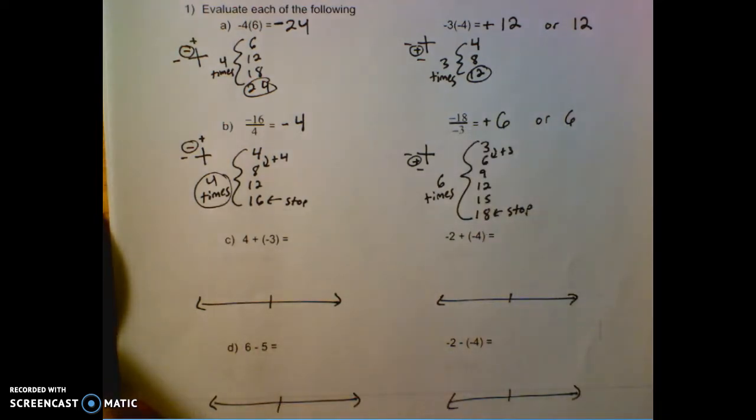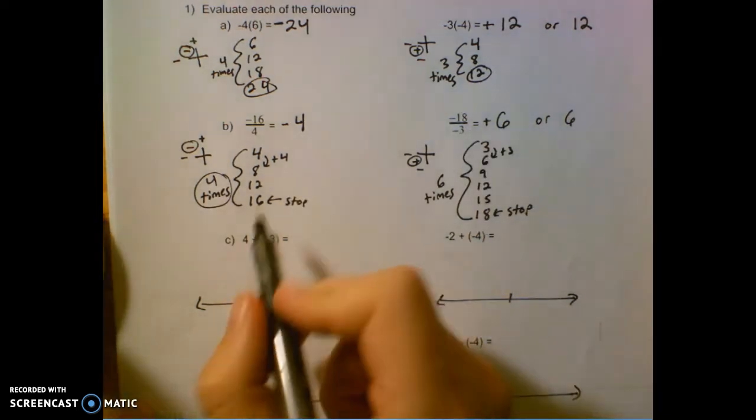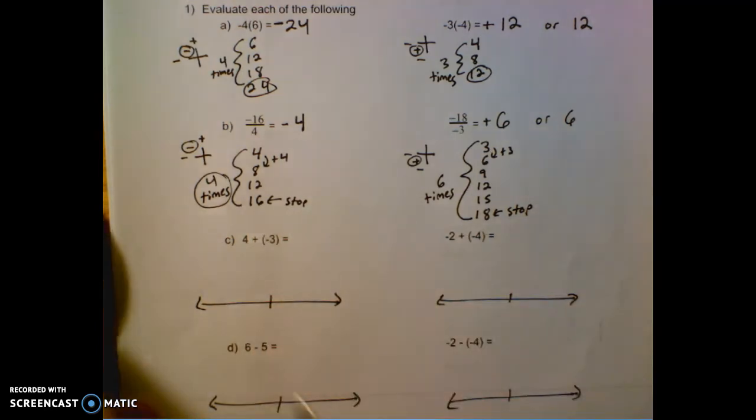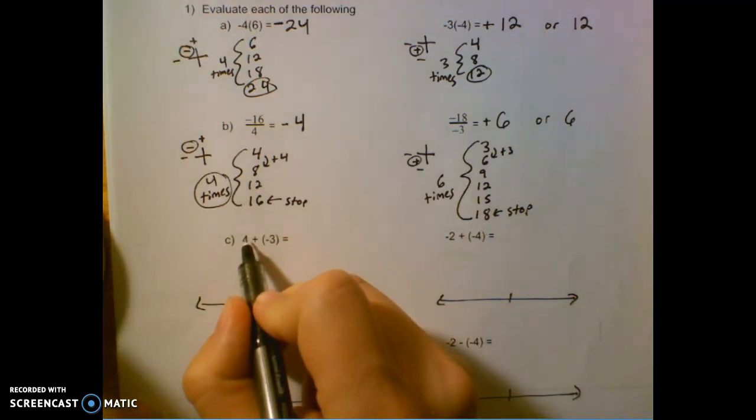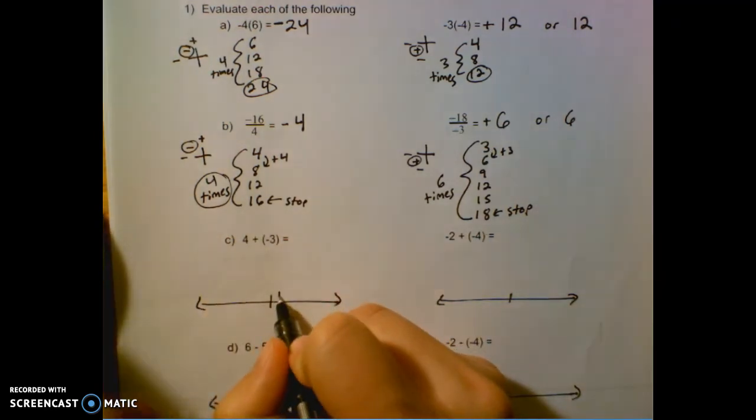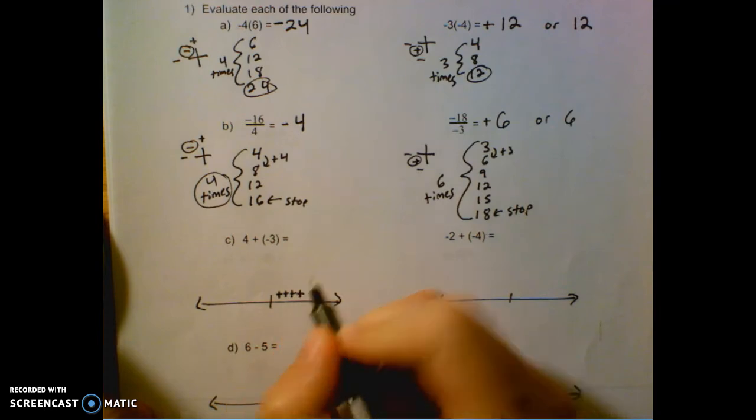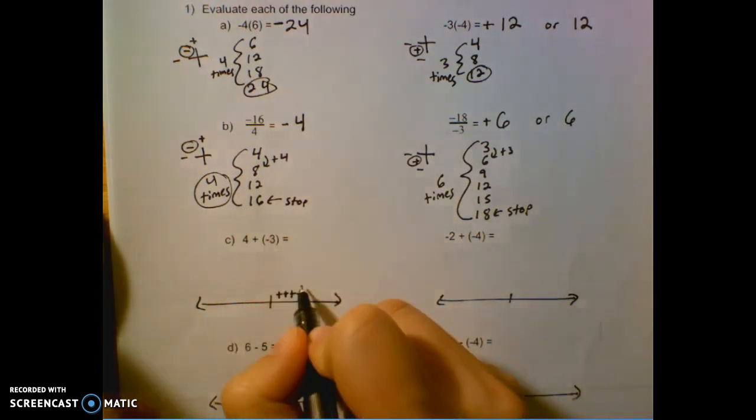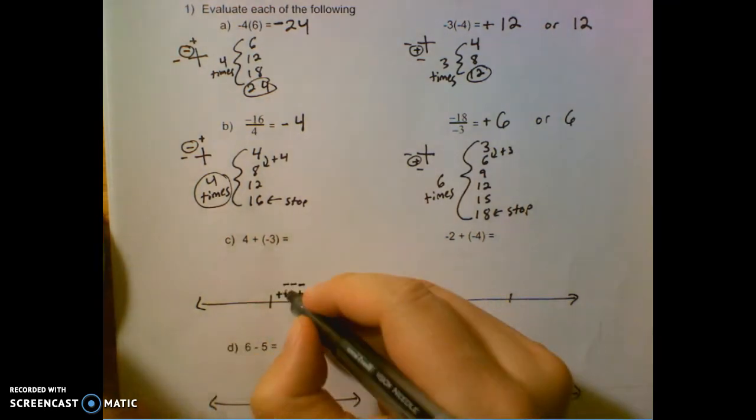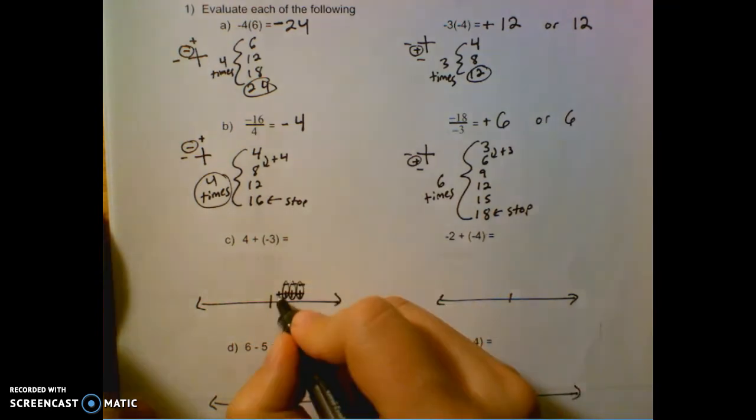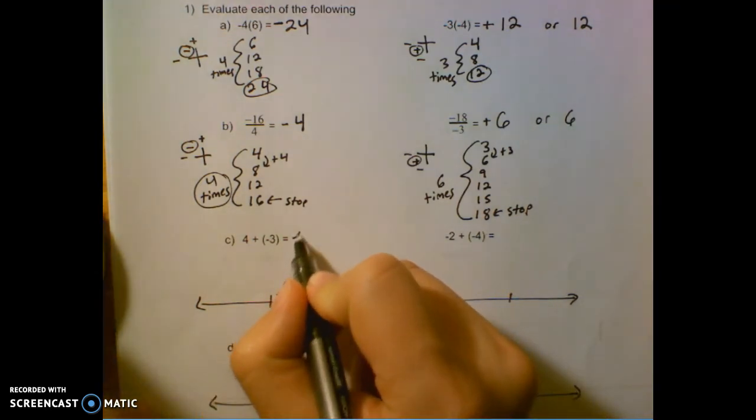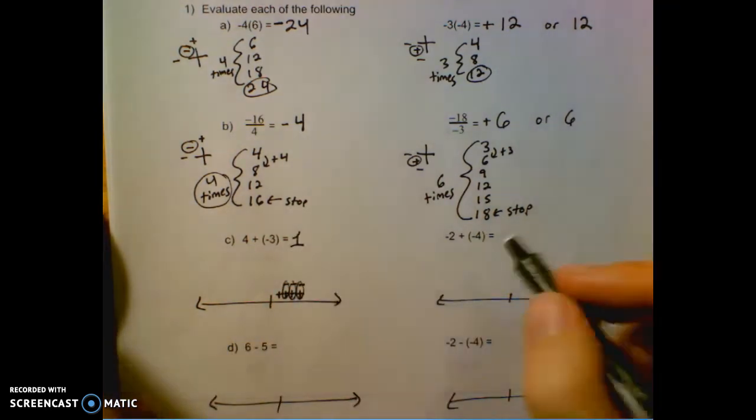For addition and subtraction, remember I'm using the number line. So if I have addition, then that's all good. I just look at this first number. This is positive 4, so I'm going to write 4 positives. This is negative 3, so I'm going to go back the other way with 3 negatives. Circle 0 pairs, and I can see that I have 1 positive left over.